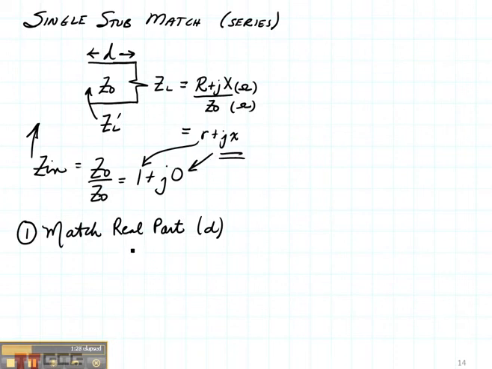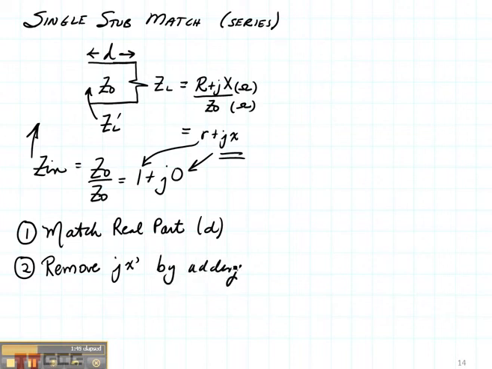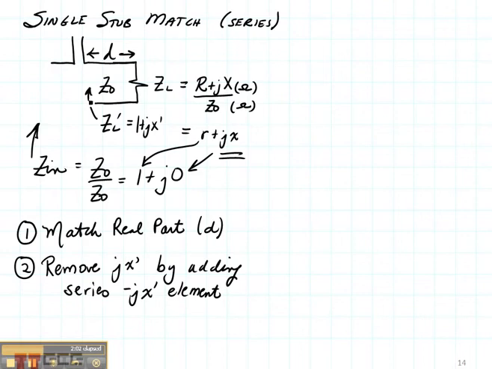Well, the way we can match the imaginary part is we can remove it. So we can remove the jX term, which is now transformed. Now it's a jX prime. We can remove the jX prime term by adding a series minus jX prime element. So let's suppose that ZL prime is 1 plus jX prime. Then the next thing that we're going to add is a series stub, open-circuited or short-circuited, which has an input impedance of minus jX prime.